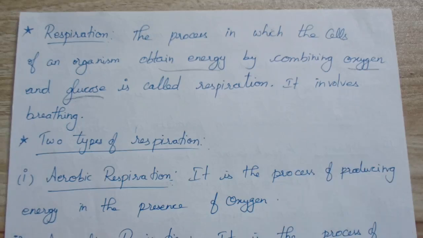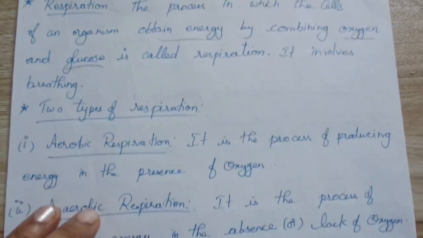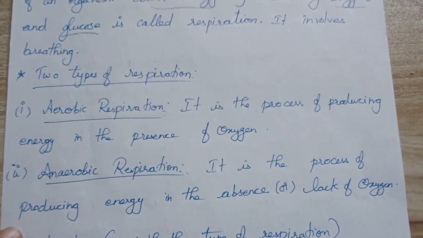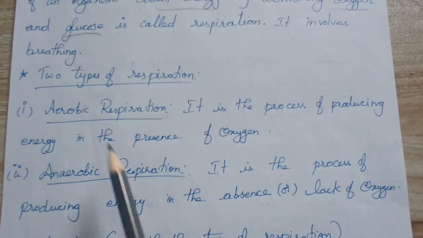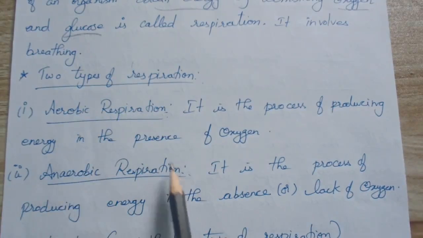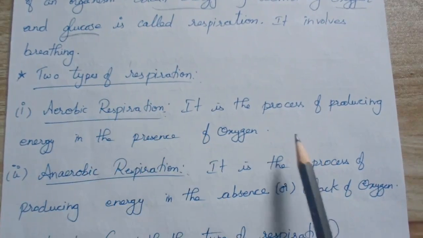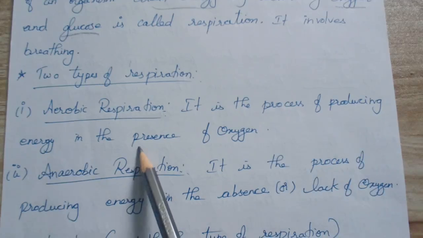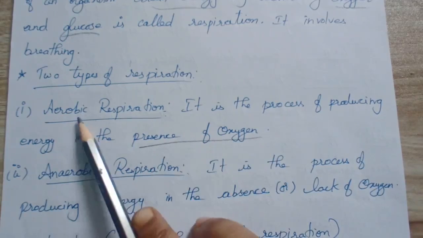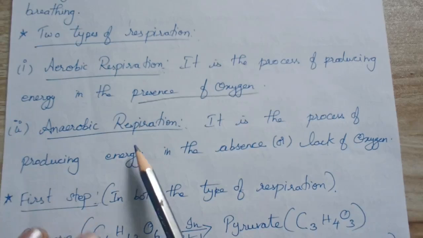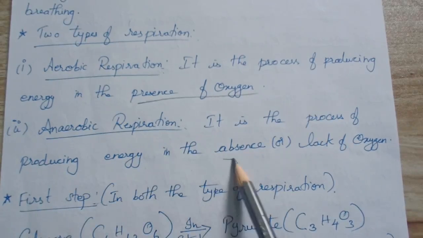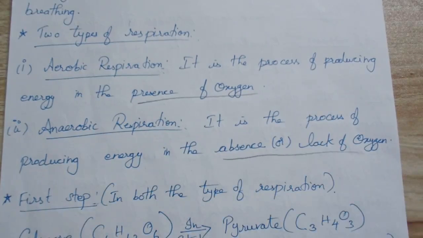It involves breathing. You know there are two types of respiration: in the presence of oxygen and in the absence of oxygen. The two types are aerobic respiration and anaerobic respiration. Aerobic respiration is the process of producing energy in the presence of oxygen. Anaerobic respiration is the process of producing energy in the absence or lack of oxygen.